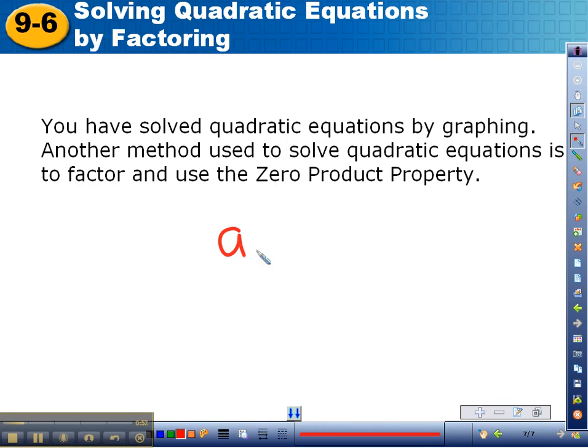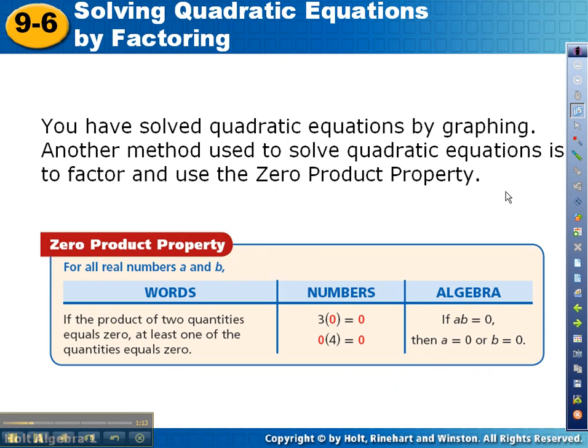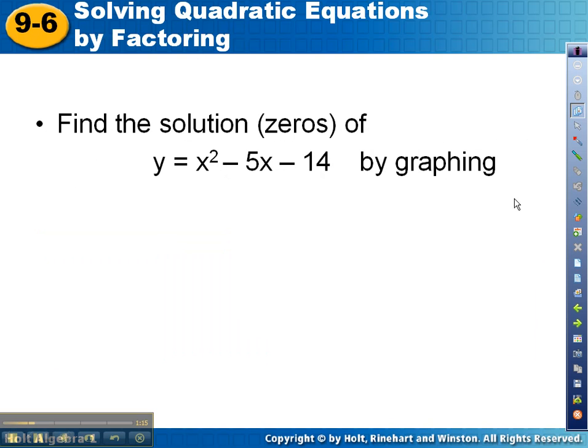If I have a multiplied by b equals 0, then that means either a has to be 0 or b has to be 0. One of these two factors has to be 0, or both of the factors have to be 0 in order to get an answer of 0. That's what the zero product property means. And this is in your textbook.